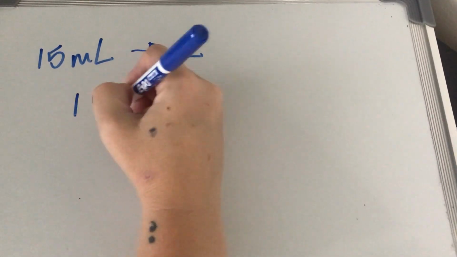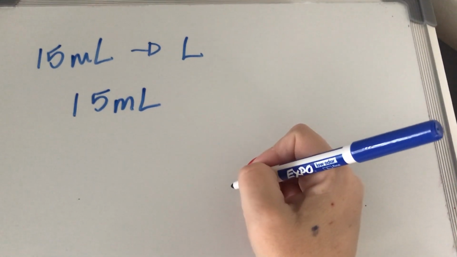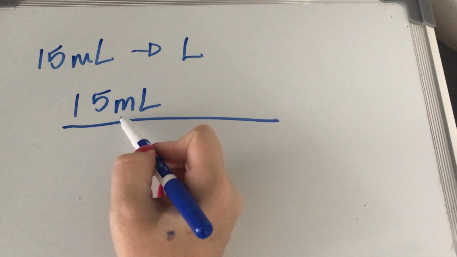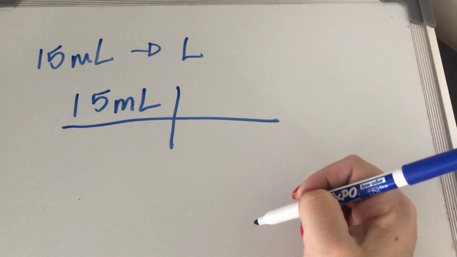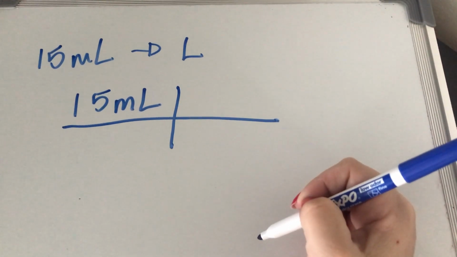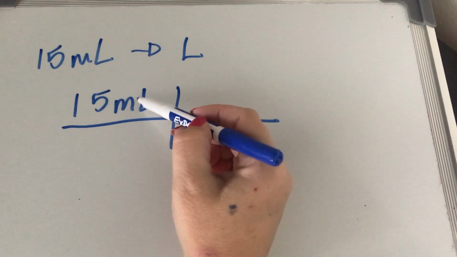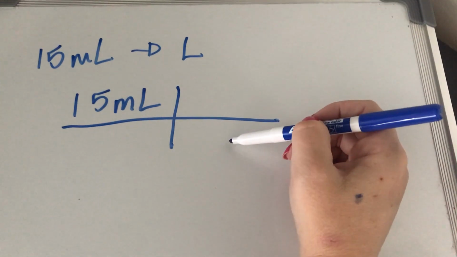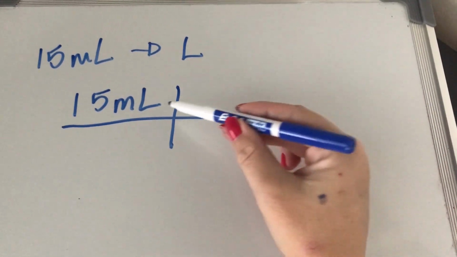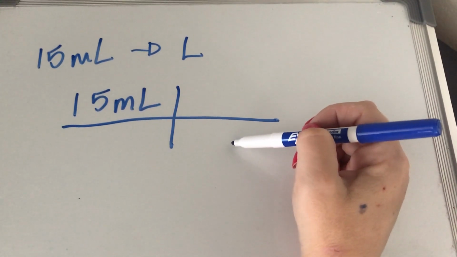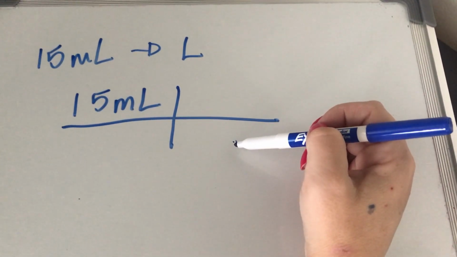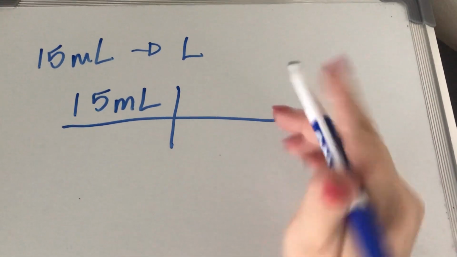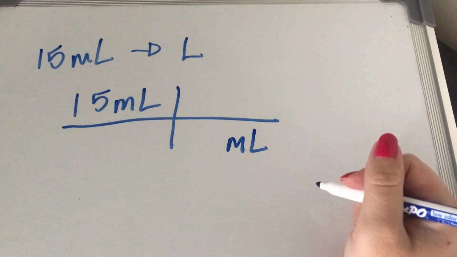So, for any dimensional analysis problem, we start off by writing whatever we're given, right? So we're given 15 milliliters. And then I lay down my railroad tracks here. And I know that if I have units of milliliters up top, then I'm going to want units of milliliters on bottom here to cancel milliliters, right? Because I'm trying to get into a different unit. You guys picking up what I'm laying down? Yeah? So, I want milliliters here.